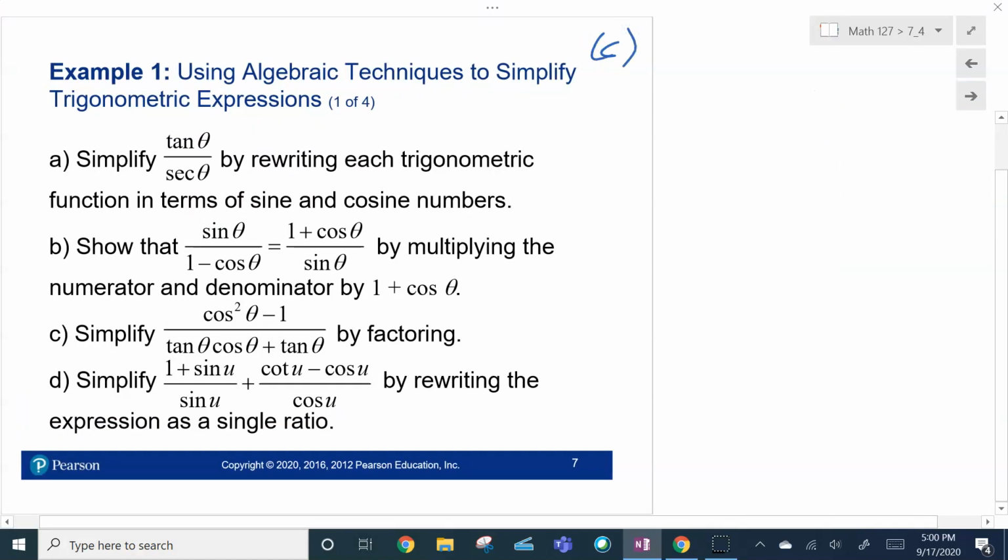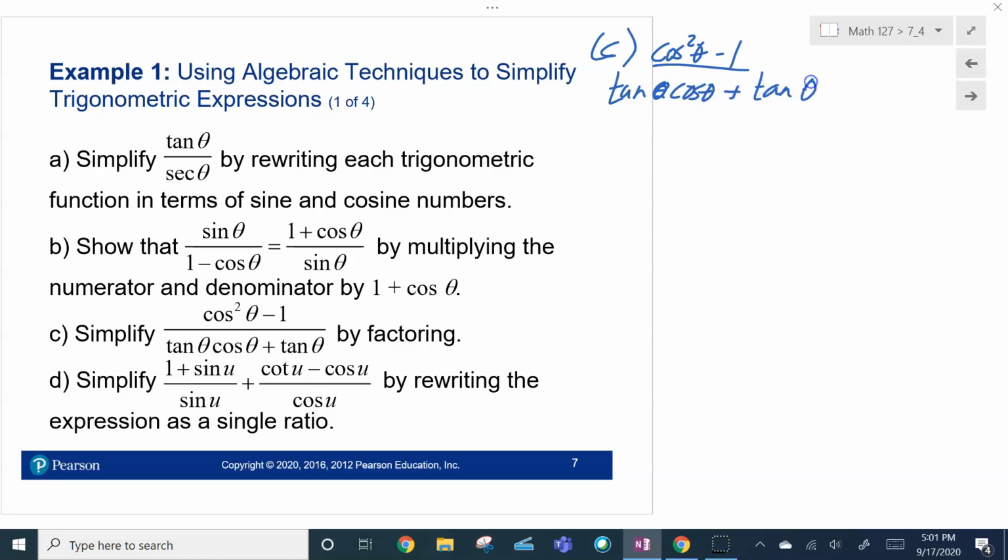Alright, simplify. We got cosine squared theta minus 1 over tangent of theta, cosine theta plus tangent of theta.